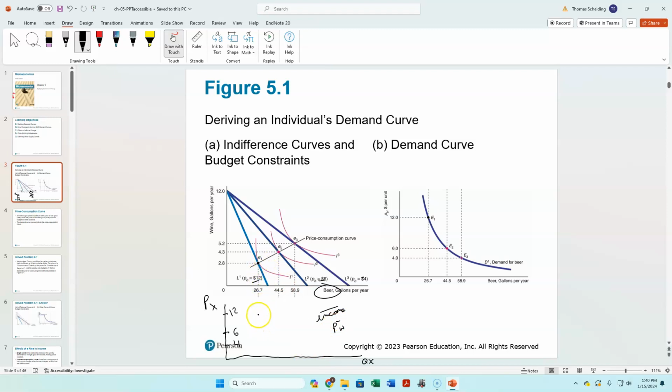What we can see is that I'm going from a quantity of 26.7 to 44.5 to 48.9. And if I connect the dots, there's my demand curve. That is graphically how the demand curve is derived.